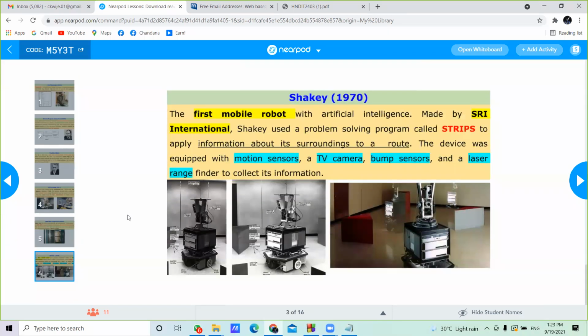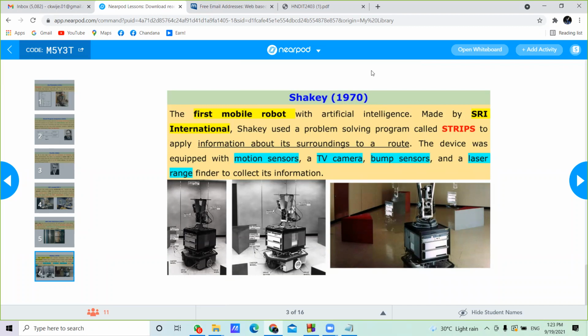Right. Then another important milestone happened in 1970. Actually, this is the first invention of this technology in artificial intelligence. Shaki was the first mobile robot developed by the SRI International organization. Shaki used a programming language called STRIPS.